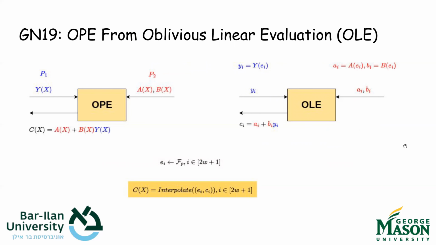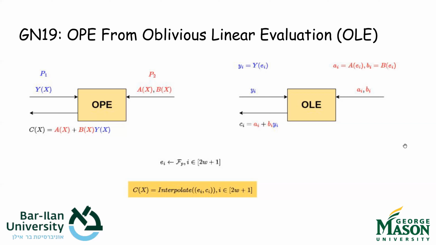The GN19 major contribution is to have a very efficient instantiation of OPE by OLE. Consider the OPE computation where P1 provides Y, P2 provides A and B, and P1 will obtain C equal to A plus BY. First, both parties will agree on a set of 2W plus 1 random points, e_i, where W is the degree of B and Y, and A has a degree of 2W. Let y_i, a_i, b_i be the evaluations of Y, A, and B at the point e_i. Then the two parties make an OLE call on the inputs y_i, a_i, b_i, where P1 obtains c_i equal to a_i plus b_i multiplied by y_i. After 2W plus 1 calls to the OLE, P1 can recover C(x) by interpolating the polynomial of degree 2W over the points e_i and c_i.